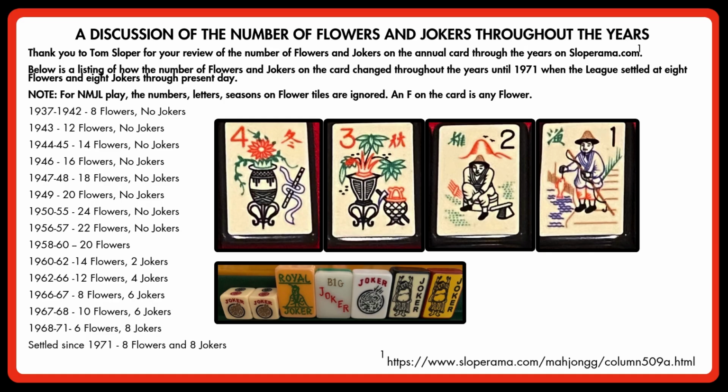Note that for National Mah Jongg League play, here we have 2 different types of flowers from our set. In National Mah Jongg League play, a flower on the card is a flower is a flower. They are interchangeable. The numbers on them, the pictures, the letters, if it's a season, that is ignored. For other styles of play, these do come into importance and they might help give more points for a hand.